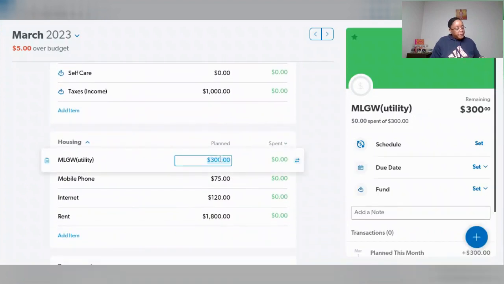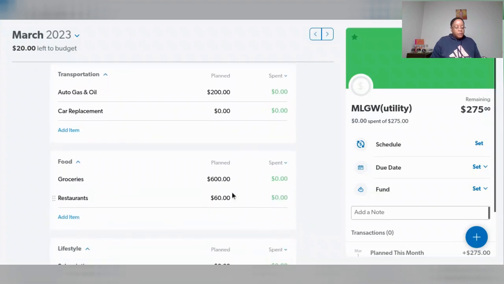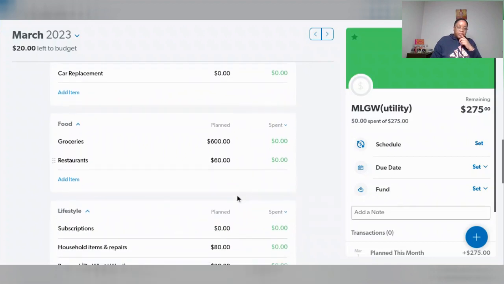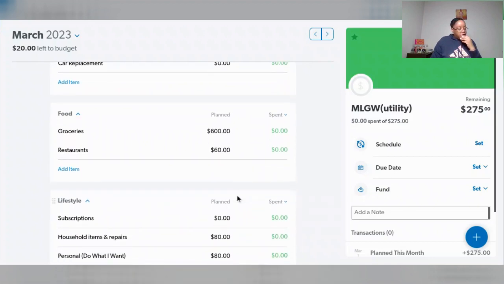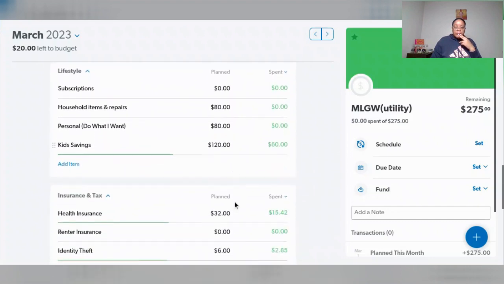Utilities, I'm going for 275. Rent 1800, cell phone 75, internet 120, and gas for my car 200. Groceries 600. Restaurants for the monthly budget I had put 60. I'm going to leave that alone for now, but we know I adjusted it down to 20. Household, personal, kids.